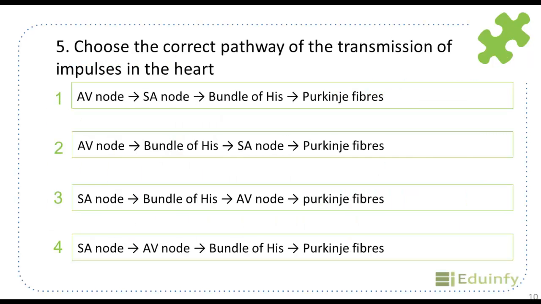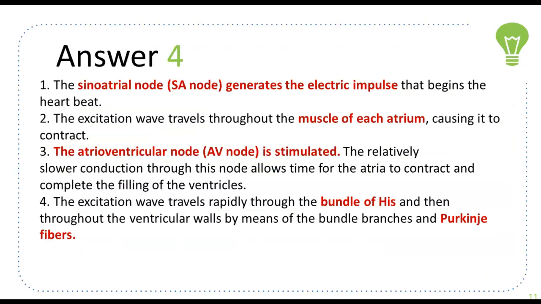Next question is, choose the correct pathway of the transmission of impulses in the heart. So in this case, you can see all the choices. The transmission of impulse starts from the SA node, then it passes on to the AV node, then it passes on to bundle of His, and then Purkinje fibers. Fourth one is the answer.